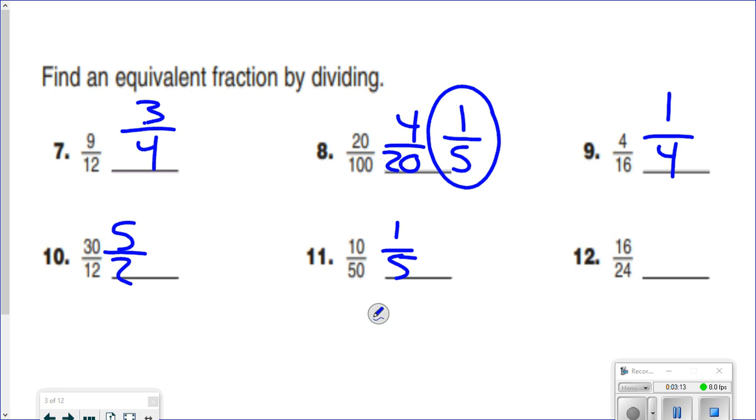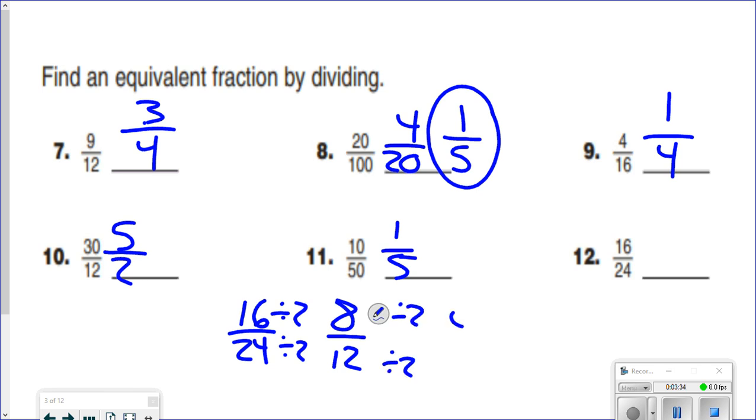Last one, number 12. We have 16/24. You're probably thinking, what goes into both those? Well, I'm going to tell you one thing. 16 and 24, they're both even, Mr. Green. I can divide them both by 2. Well, let's go ahead and do that. Let's divide them both by 2. We have an 8/12. We can make that even smaller. Let's divide those by 2.